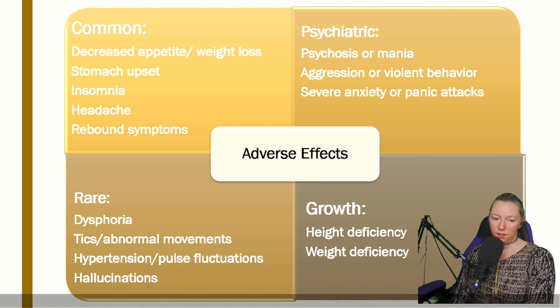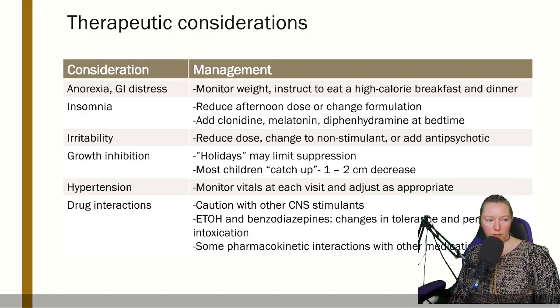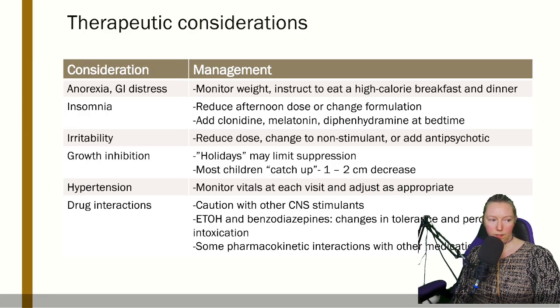In a lot of cases, this can be managed pretty well with timing of meals, with monitoring, sometimes judicious use of drug holidays if appropriate for the individual. And things like the height deficiency tend to be fairly small. We'll talk about that in a little bit of detail. So when we're looking at these types of adverse effects, if they're having that loss of appetite or anorexia, we want to monitor weight and growth curves, especially for kiddos.